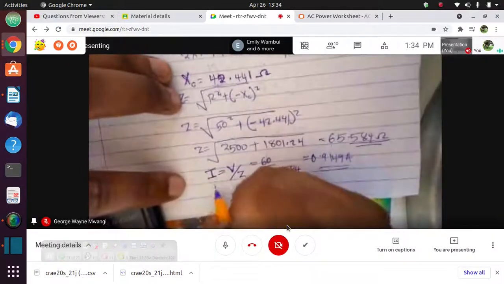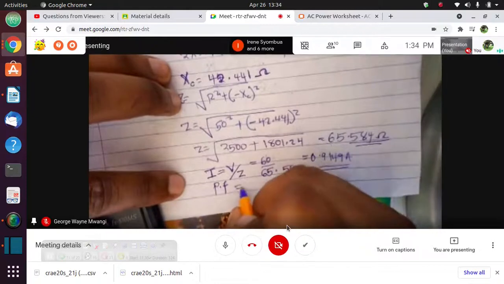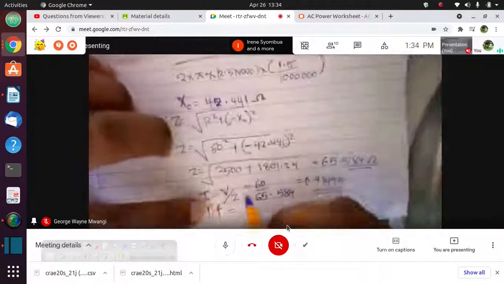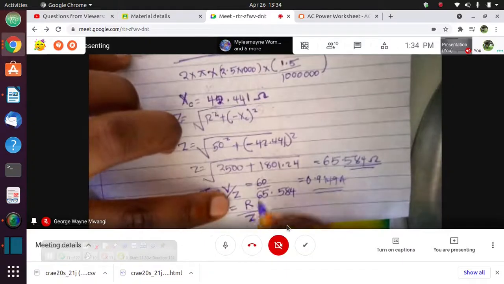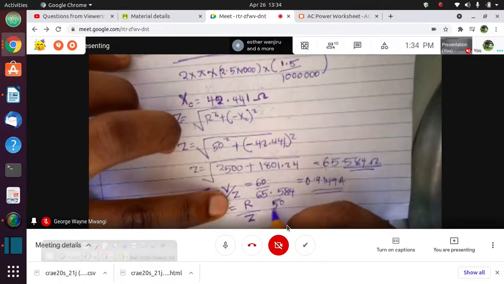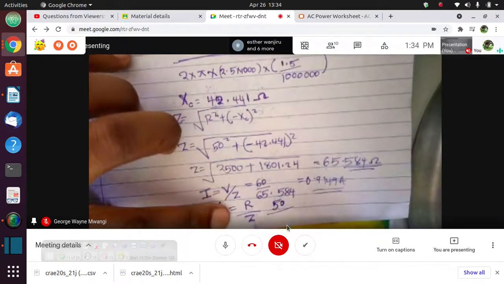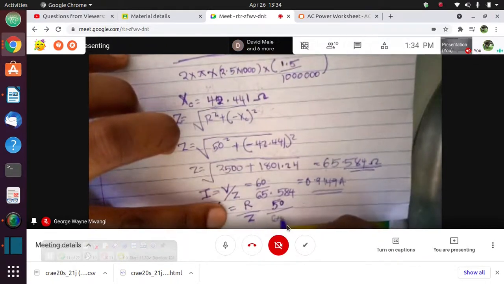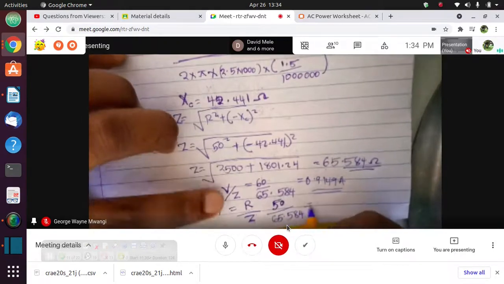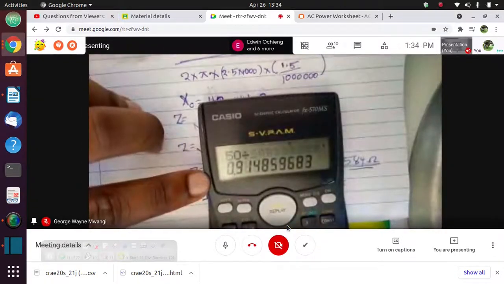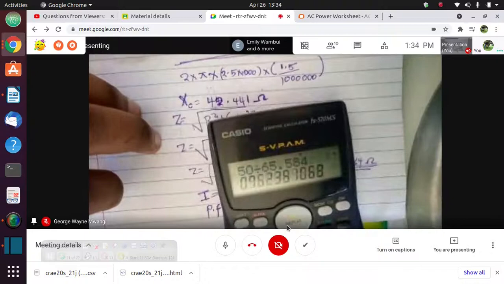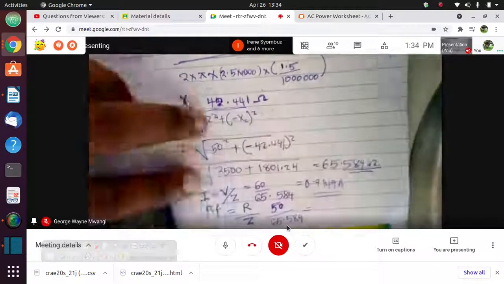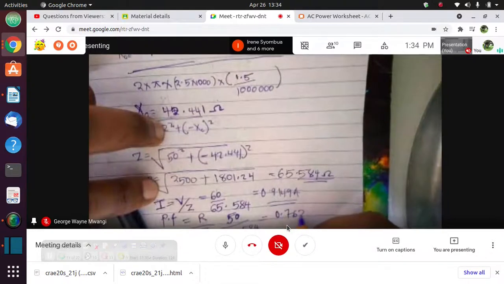Now, the power factor. The power factor will be given by R, the value of the resistor, divided by the value of the impedance that you have gotten. The value of the resistor is 50 ohms, and the value of the impedance is 65.584. That gives you a power factor of 50 divided by 65.584, which is 0.7624.